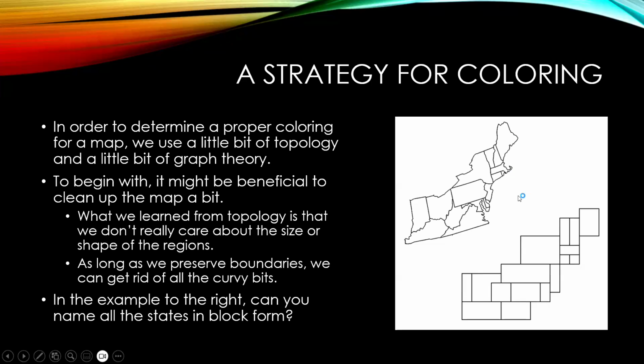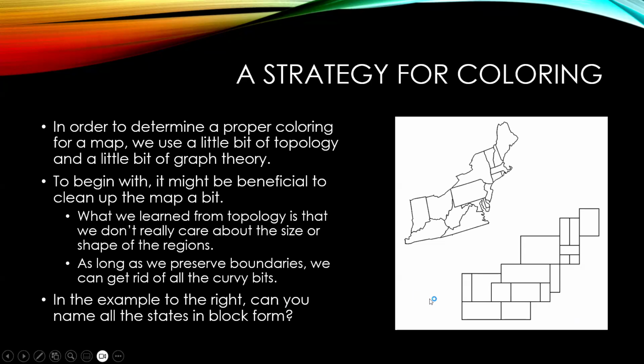You can see everything is dictated by rivers and mountain ranges and borders with other countries and states, and it's a mess. And so using the ideas from topology, we can reshape these to be whatever we want. And so we can shape them to be rectangles. And here we have this map rewritten in terms of rectangles, or I guess not always rectangles, but at least a little bit more squared off regions.